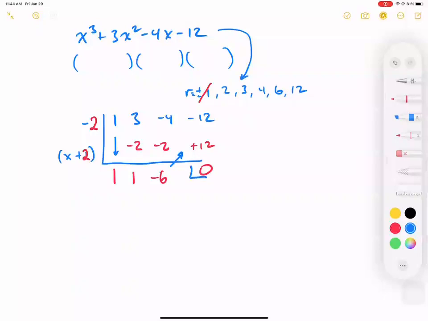What I want to point out is that we know now that x plus 2, you are a contestant on The Price is Right. Come on up. X plus 2, you are now a factor. So it's x squared. What's left over? We went from x cubed to x squared plus x minus 6.